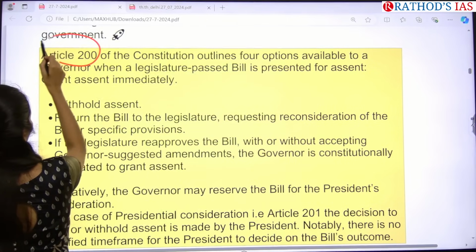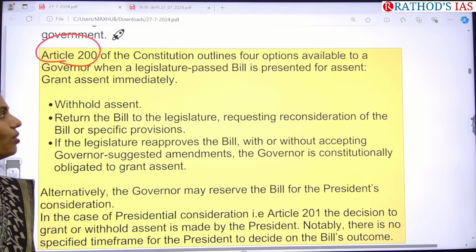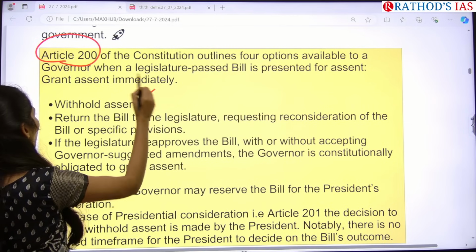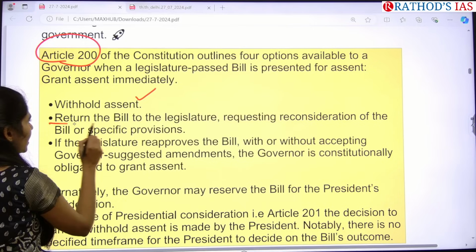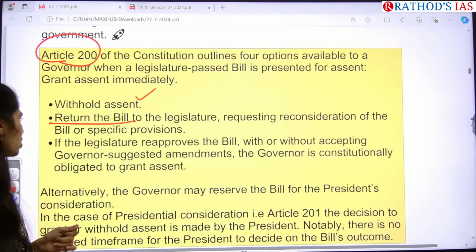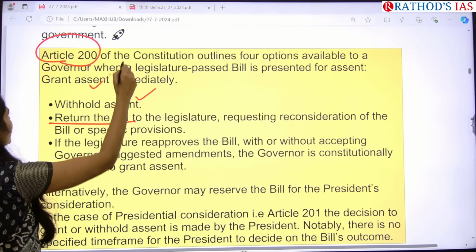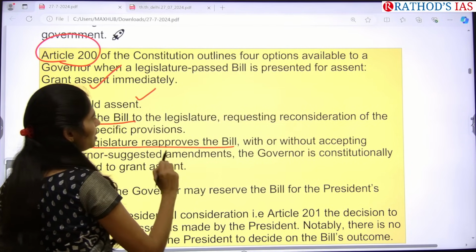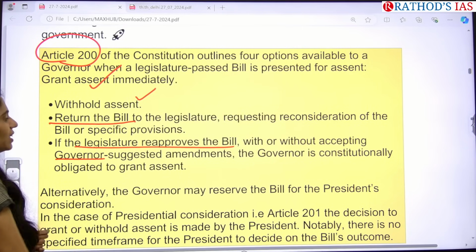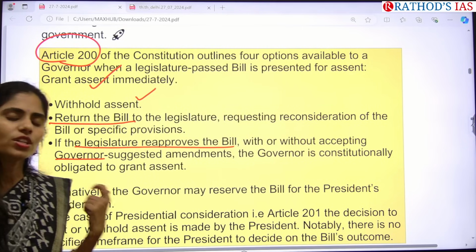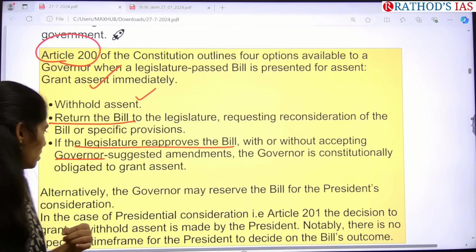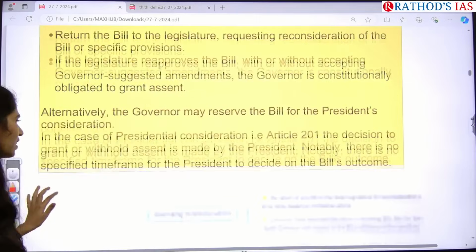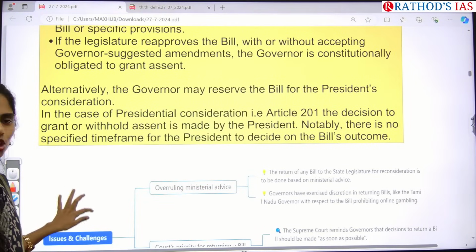Now let us see some facts regarding Article 200. Article 200 of our Constitution gives four options to the governor. The first is that he can withhold assent. Next, he can return the bill for reconsideration, or else he can give assent immediately. Next, if the legislature repasses the bill without accepting the governor's amendments on reconsideration, then he has no choice; he has to give assent. And next, the governor can reserve the bill for the President's consideration. This is the one important issue now.